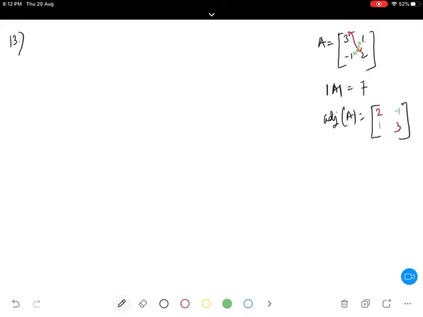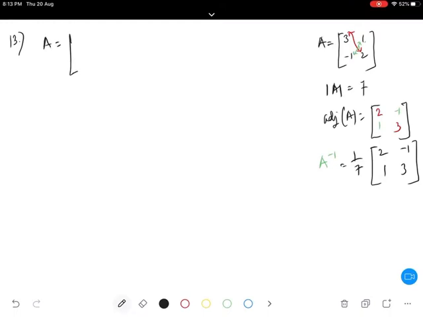Okay, so A inverse is what? Now A inverse will be very, very easy. A inverse is 1 by 7 times [2, minus 1; 1, 3]. Yes or no? Yeah, that's it. So the question was to show that A square minus 5A plus 7I is equal to 0.